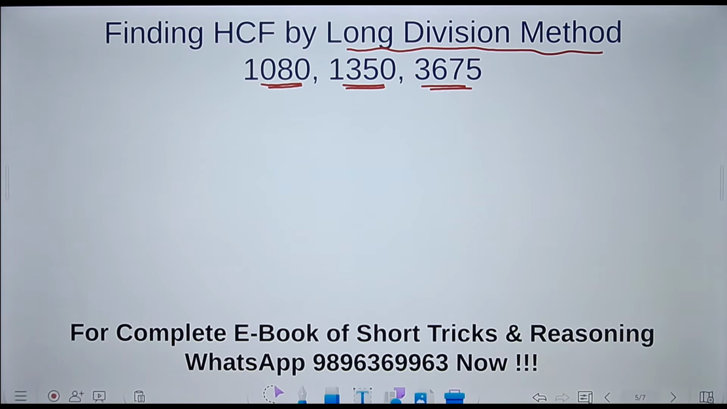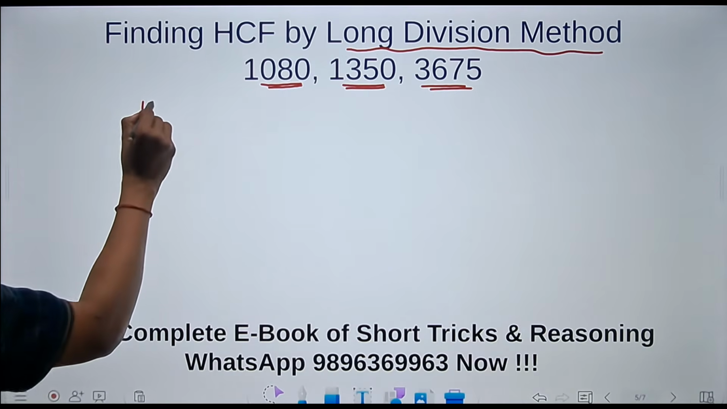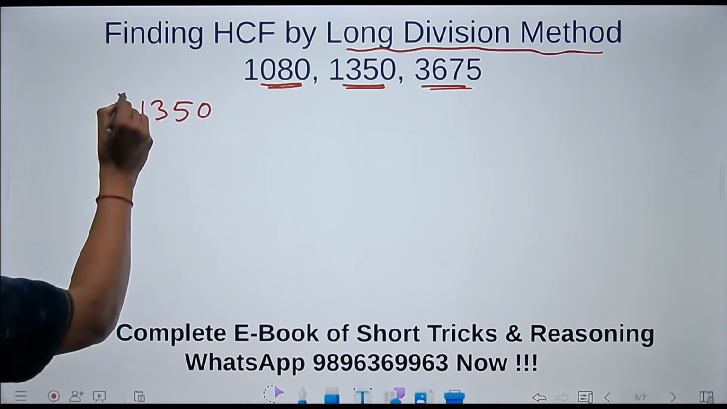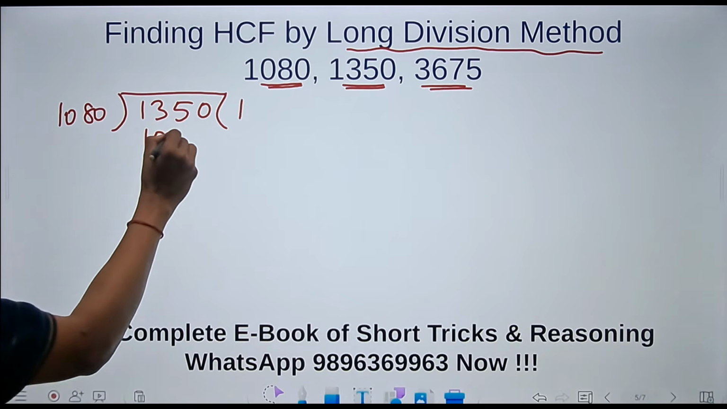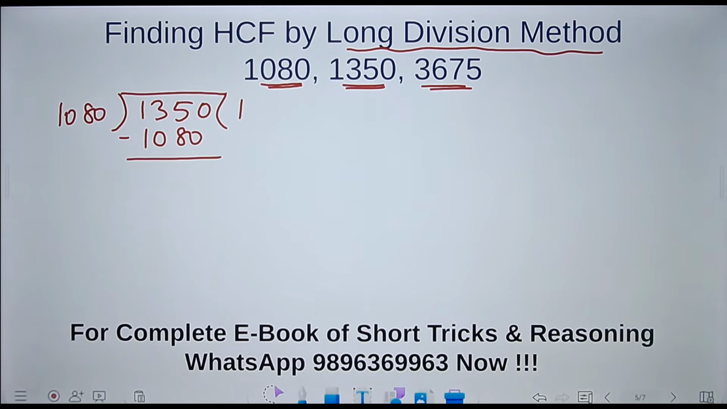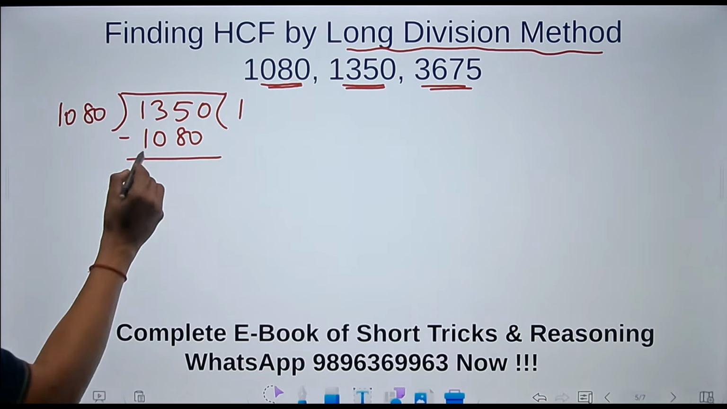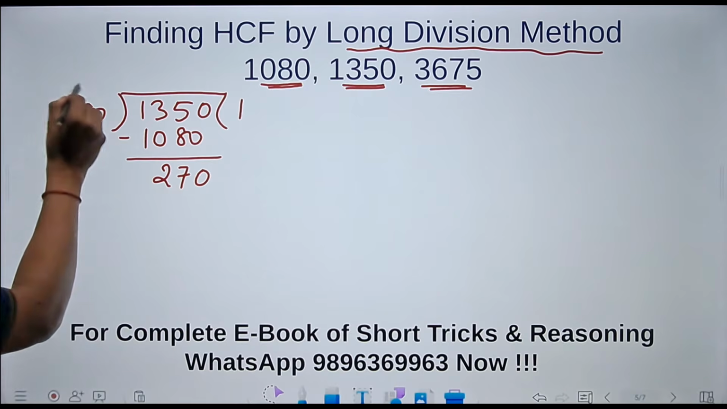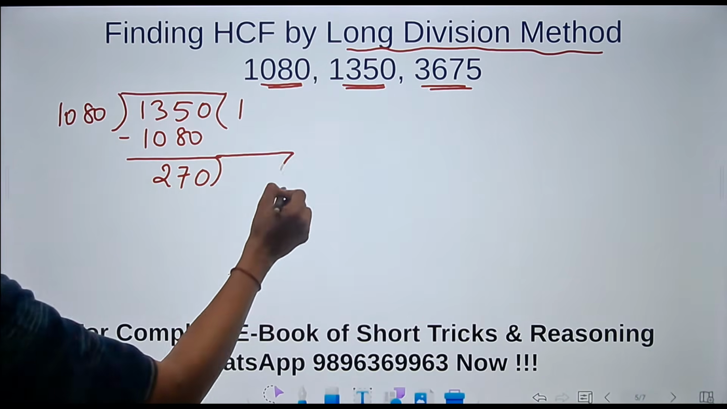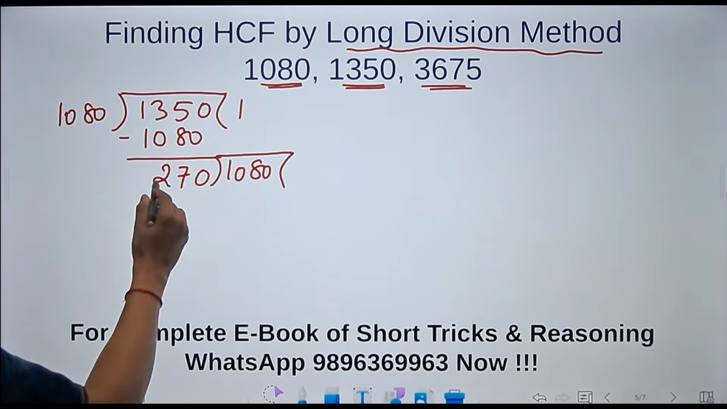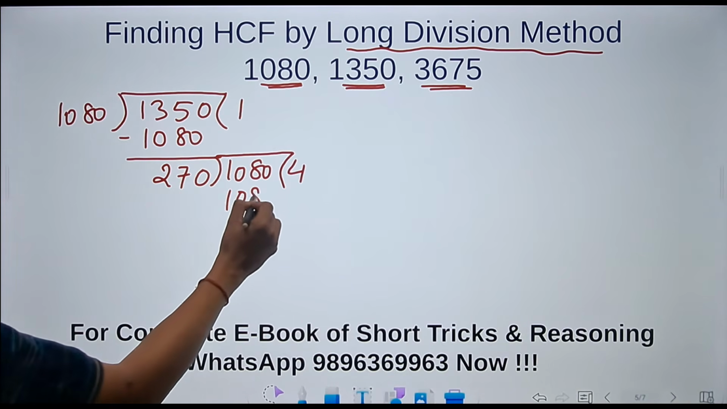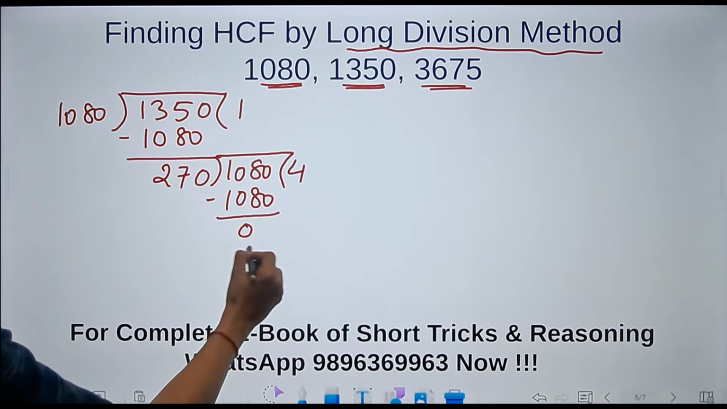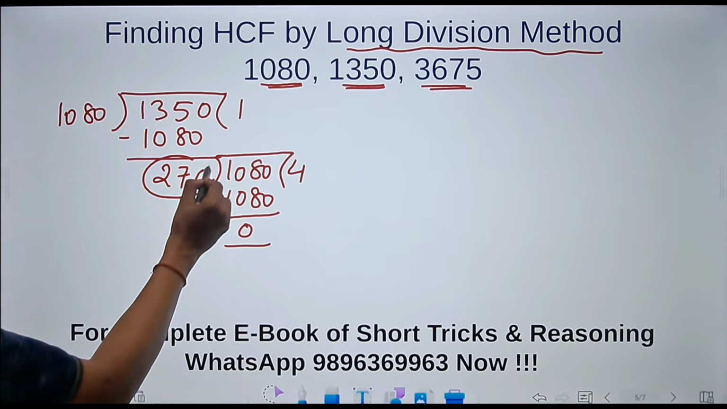So for that I will be taking the second number. Second number is 1350. So 1350 to be divided by 1080, which is the first number. So 1 times is 1080. So when you subtract, you get 270, right? And so this number 1080 becomes the dividend, and we have to do how many times? 4 times, and that gives exactly 1080. So fortunately for me, the division terminated here, and the last divisor is 270.